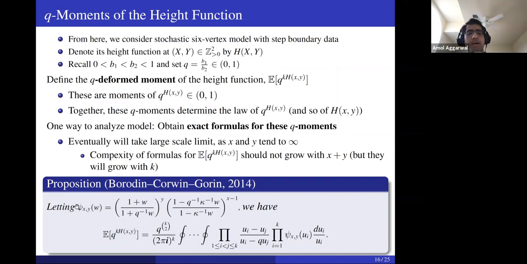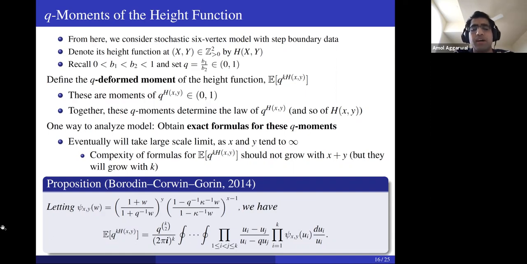Okay, so I'm defining psi of x, y, of w. So this is some function of some variable w, and it's given by this rational function here. As you can see, w is playing a role in the arguments of these rational functions, and x and y are simply exponents in these functions.